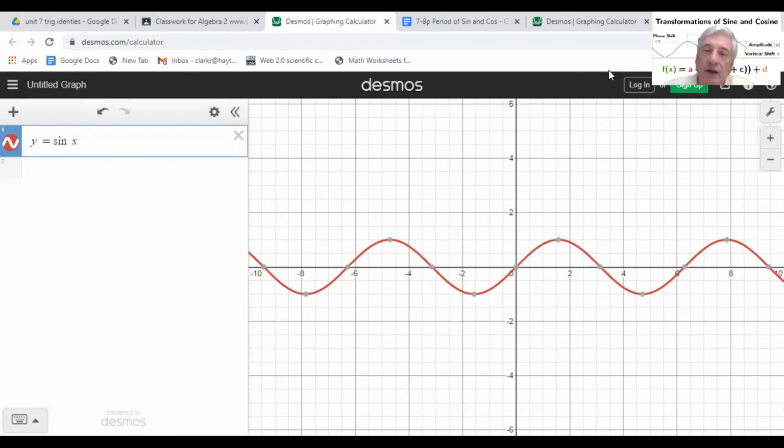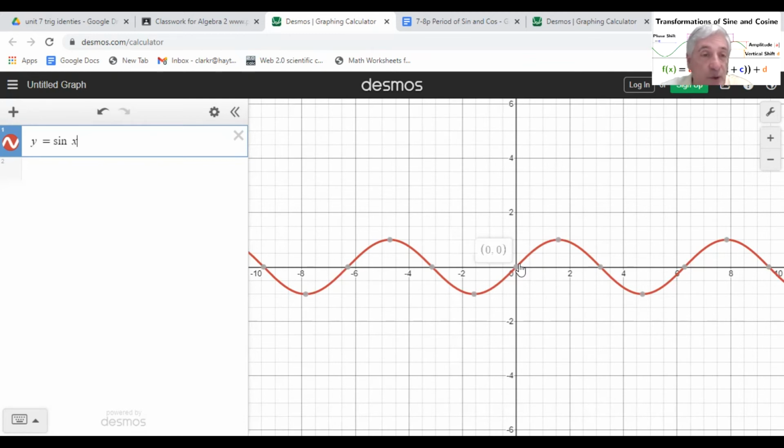How do we know it's sine? What's the sine of 0? 0. What's the sine of 90 degrees? 1. If we were plotting sine and it didn't come up 0, it either might be cosine that we're actually looking at, or it might have a shift, and we'll talk about that in the next video.